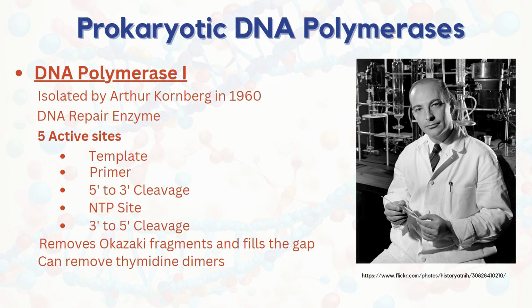This enzyme is known to have 5 active sites, namely the template site, primer site, 5' to 3' and 3' to 5' cleavage site or exonuclease site, and nucleoside triphosphate site. This enzyme is mainly involved in removing RNA primers from Okazaki or precursor fragments and filling the resultant gap. It can also remove thymine dimers, which are produced due to UV radiation.